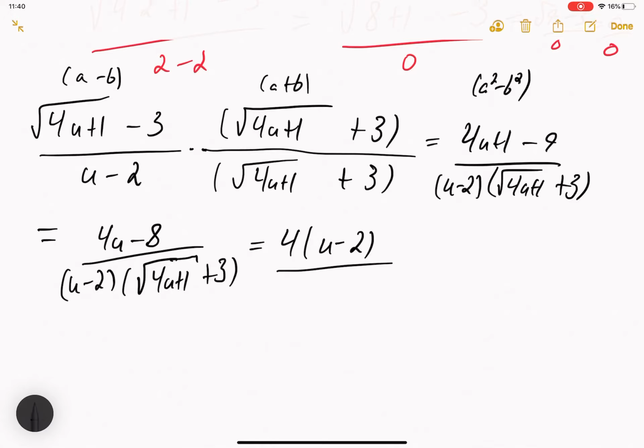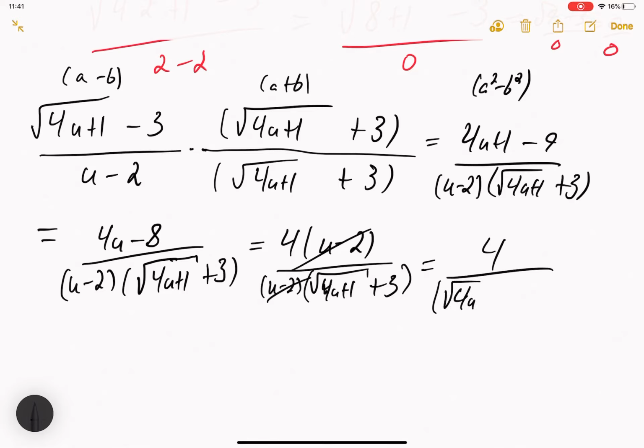So we pull out a 4, we get 4 times u minus 2 divided by u minus 2, and then we still have the square root of 4u plus 1 plus 3. And now what we see, the magic that we've been trying to do, is trying to get rid of that u minus 2 on the bottom, so these will cancel, leaving us with just 4 divided by the square root of 4u plus 1 plus 3. And we did all that work just to write it in this form.